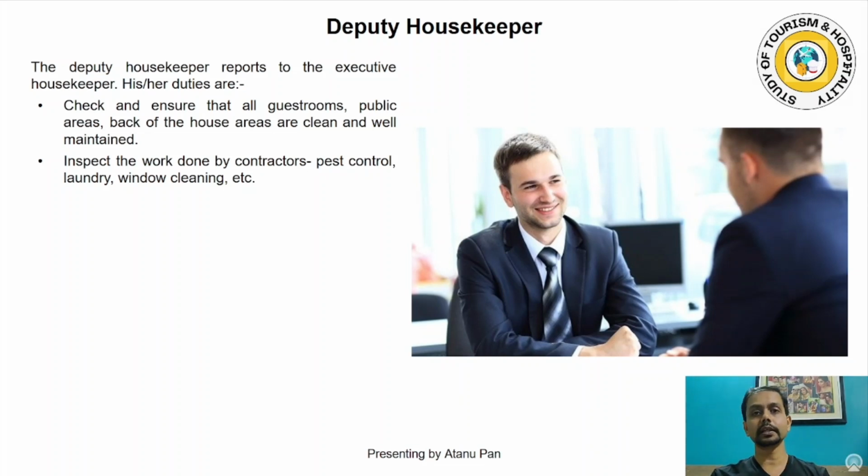Window cleaning. You might be thinking, sir, what is this? This is a very simple job. But suppose a hotel has a good height, and the cleaning of the third or fourth floor windows from outside is very difficult. For that type of cleaning we need specialists. So the hotel has a contract with outside contractors who will come, do this job, and go. They're not the hotel employees. This contract is maintained by the deputy housekeeper, keeping track that these contractors come on time and do their work properly.